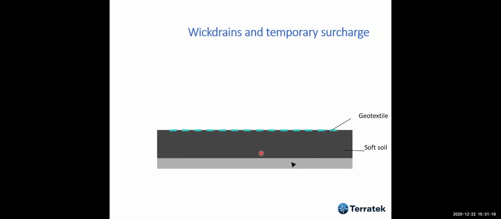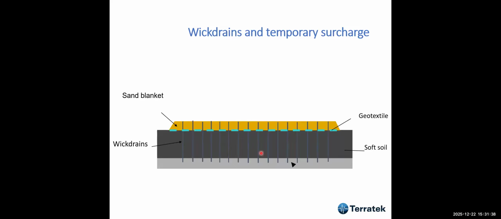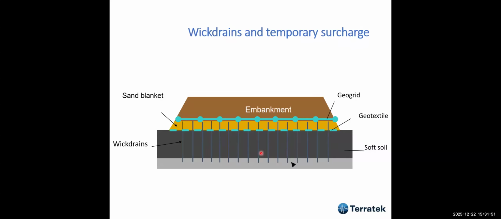And in order to do that properly, we always put a geotextile. In general, the strength is a bidirectional strength of 50 kilonewtons per meter. And then we have a sand blanket. We install the wick drains. Usually the spacing is 1.2 to 1.5 meters, not more than that, we learned. If necessary, we use a geogrid for reinforcement. We put up the embankment, we put the temporary surcharge, and later on, after 6 months, we take it off.